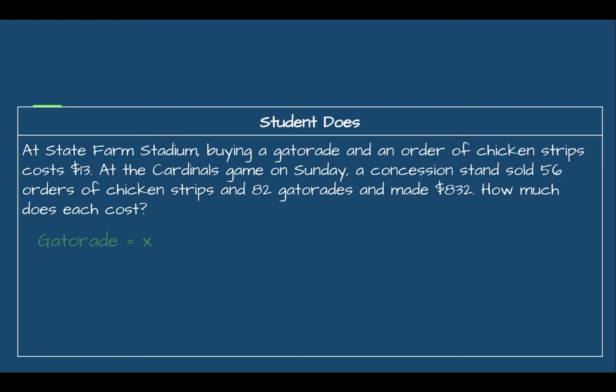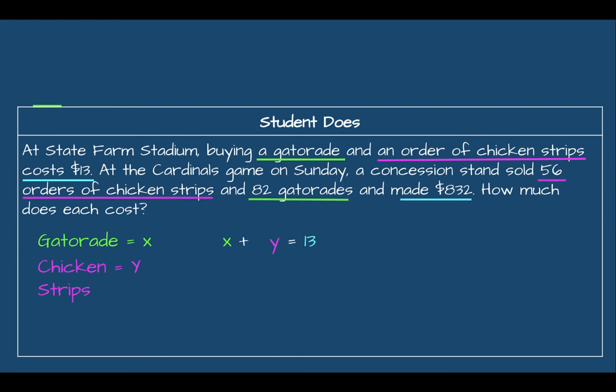Let's check through this. So if we said Gatorade was X and chicken strips was Y, then we can write our equations. Or if you chose to use G for Gatorade and C for chicken, that's fine too. So a Gatorade and an order of chicken strips, so one of each, is $13. At the game on Sunday, they sold 56 chicken strips, 82 Gatorades, and made $832. So 82 was with Gatorades, 56 orders of chicken strips, $832.